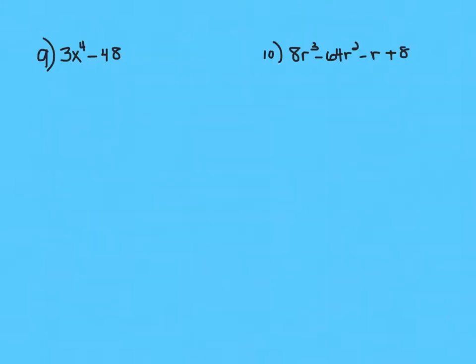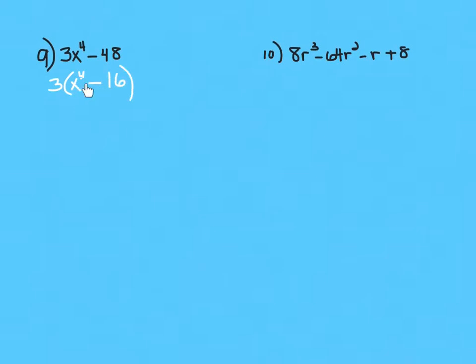Number 9. The first thing you want to say to yourself is, can I pull out a greatest common factor? And when you look, we have a 3 and a 48, so yeah, you can pull out a 3. All right, so when you do, it leaves you with x squared minus, and then 48 divided by 3 is 16. Okay, so let's look at what we're left with.